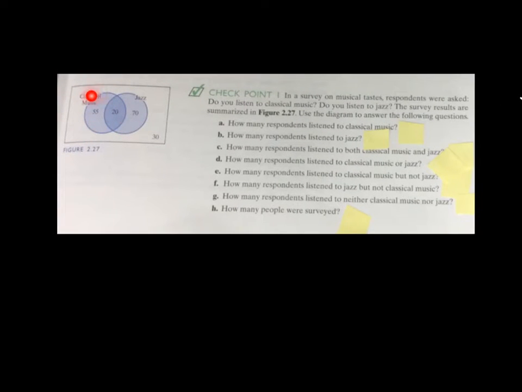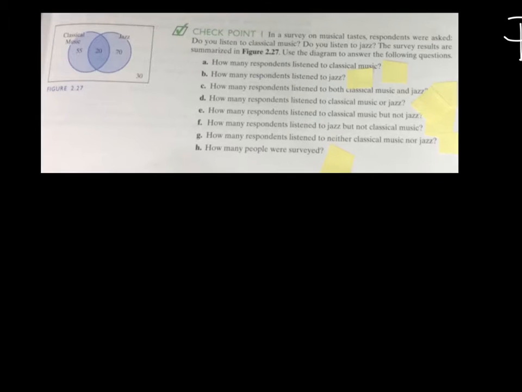So we can see these people like classical music, these people like jazz. Of course, some people can like both, classical and jazz music. These questions are not too bad. It's just learning how to read the Venn diagram. So let's do A. How many respondents listen to classical music?